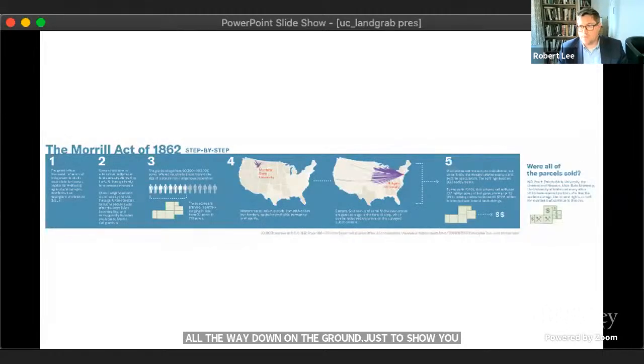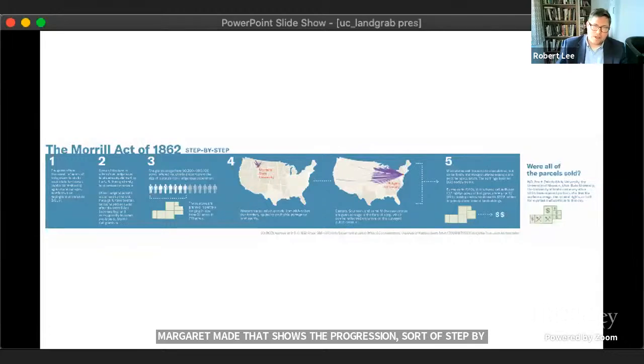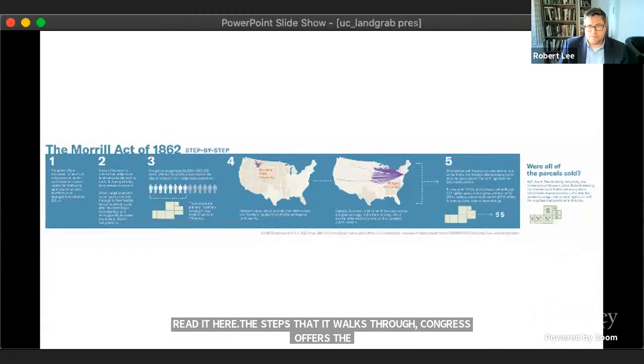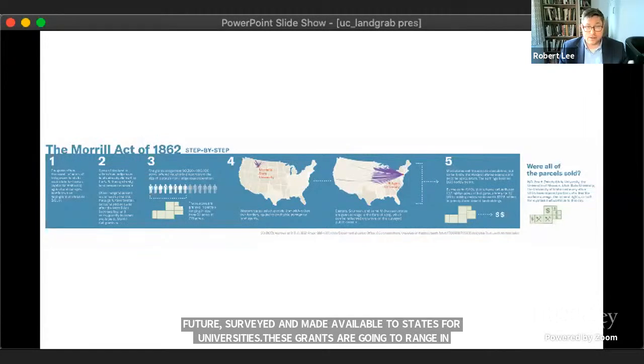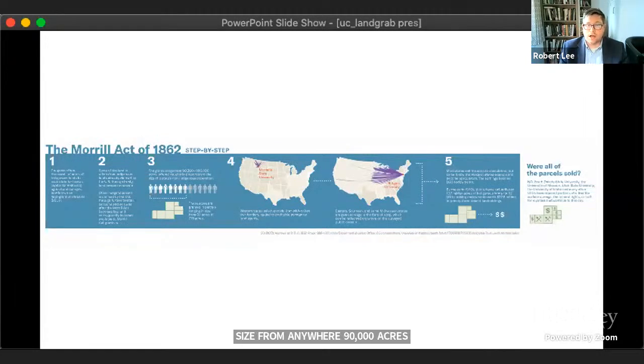This is one that Margaret made that shows the progression, the step-by-step of how the Morrill Act works. You probably can't read it here, but the steps it walks through are: Congress offers the land, the states have to take it. Some of this land has been acquired from indigenous nations already. Some is going to be acquired in the future, surveyed and made available to the states for the universities. These grants are going to range in size from 90,000 acres to 990,000 acres. That's the Cornell grant that we saw.